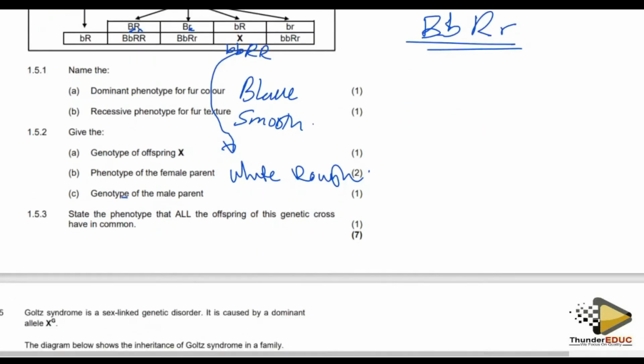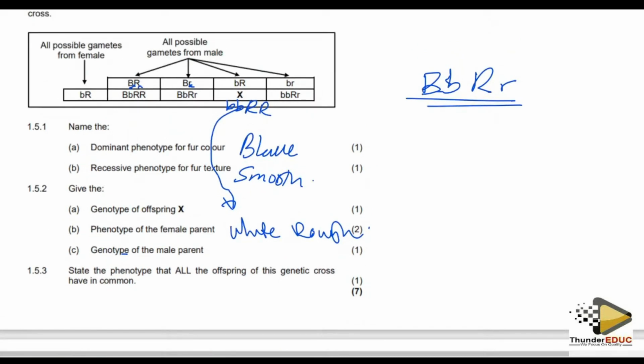Then they are saying what is the genotype of the parent male? So you are done with that. State all the possible genotypes of offsprings of this genetic cross. All possible. State the phenotype that all offsprings of this genetic cross have in common. They're not just saying offsprings, they're saying what they have in common.